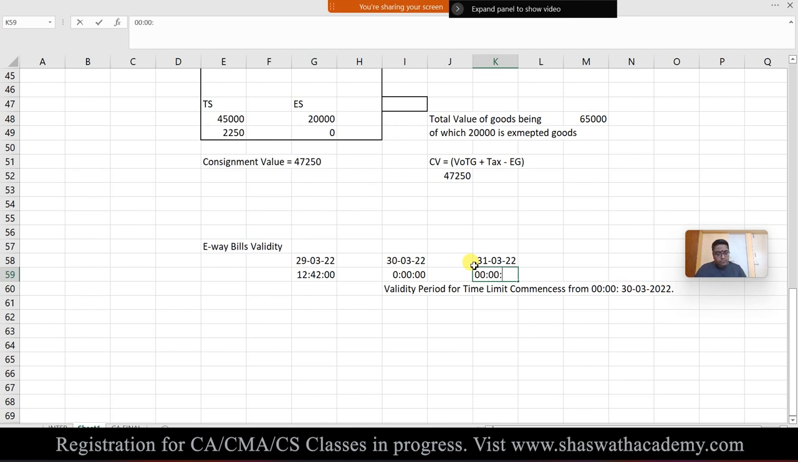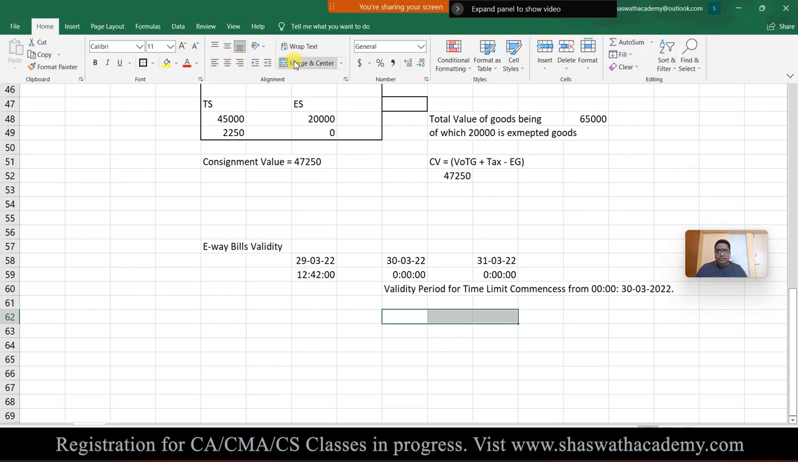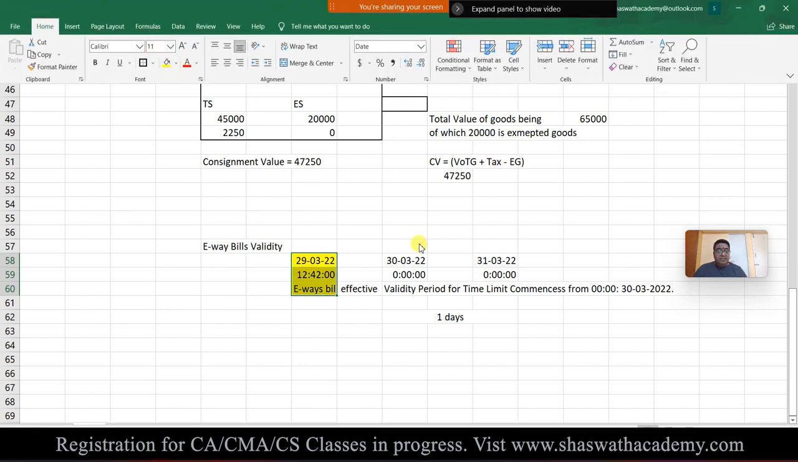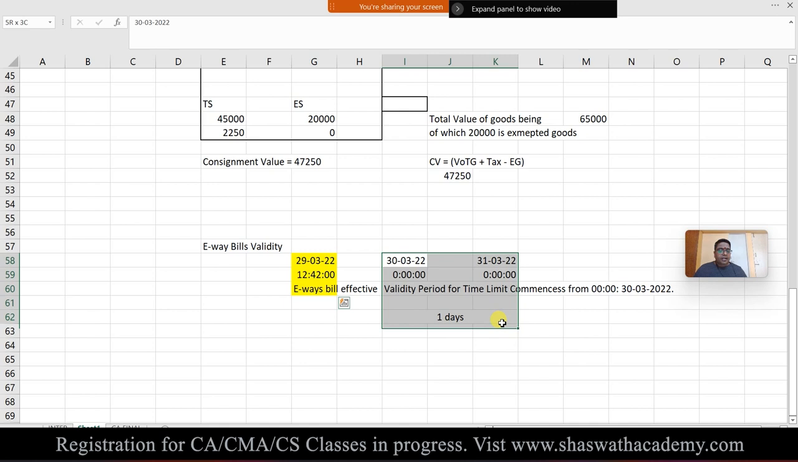31/03 00 hours. My dear brothers and sisters, please understand, this time gap is considered as what? 1 day. So essentially your validity expires only through the midnight for you. Are you all with me, my dear? So even though you generated it now, the e-way bill is valid and effective from this time, no doubt. But for validity and expiry calculation, 1 day is calculated on this pattern.